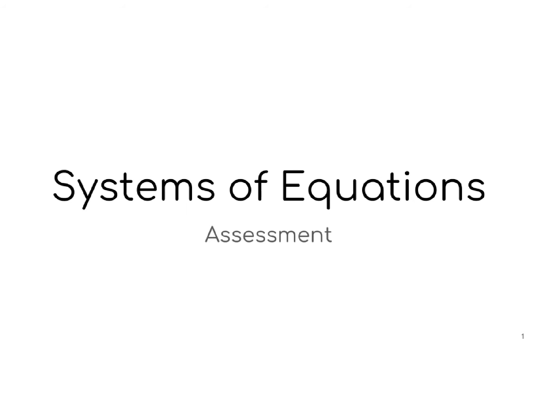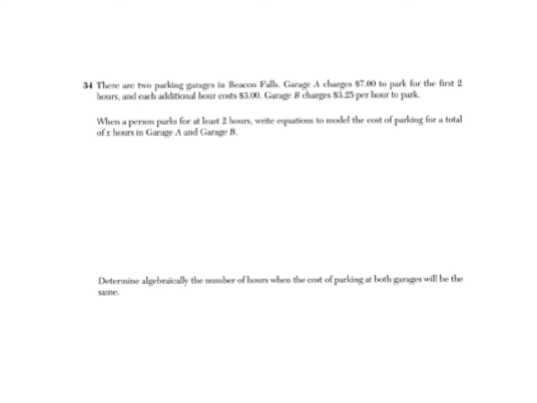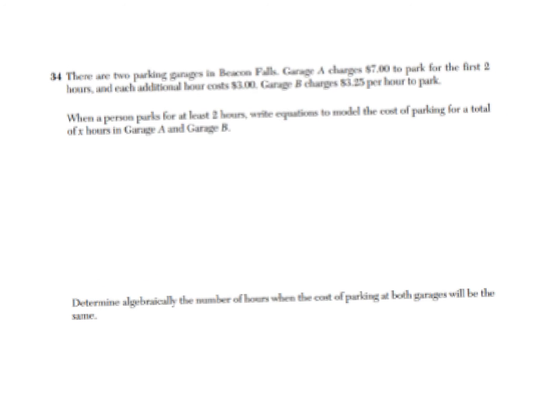These are the solutions for the systems of equations assessment. So we'll start with the first one, which is one of the most challenging questions they could throw at you for this one piece. It says there are two parking garages. Garage A charges $7 an hour to park for the first 2 hours. Each additional hour is $3.